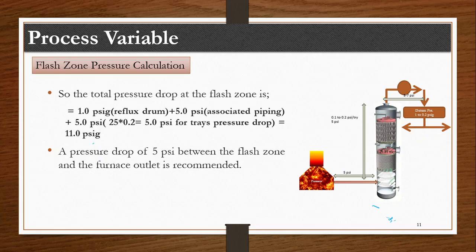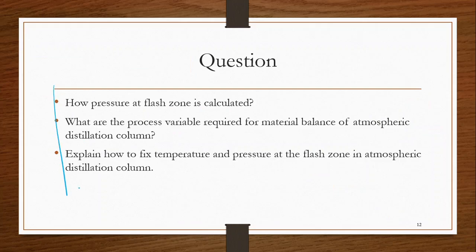The possible questions in this lecture are: how is the pressure at the flash zone calculated, and what are the process variables required for material balance in the atmospheric distillation column. So these are the different process variables. Explain how to fix temperature and pressure at the flash zone in the atmospheric distillation column. So these are the few questions that can basically arise from this lecture.